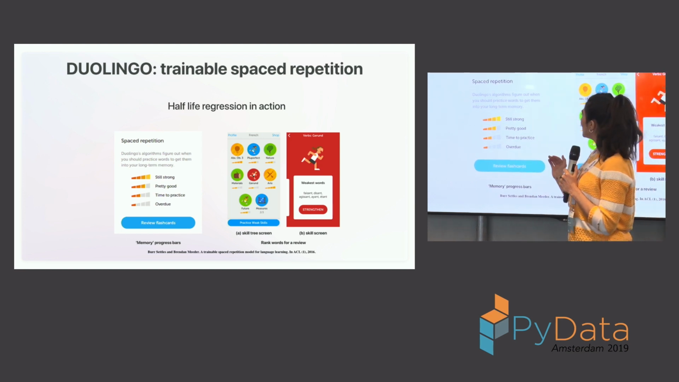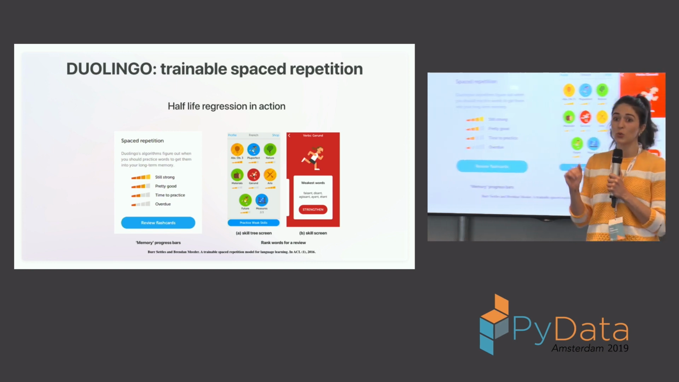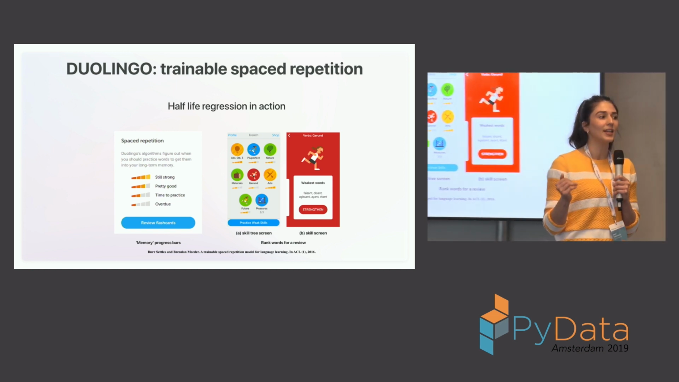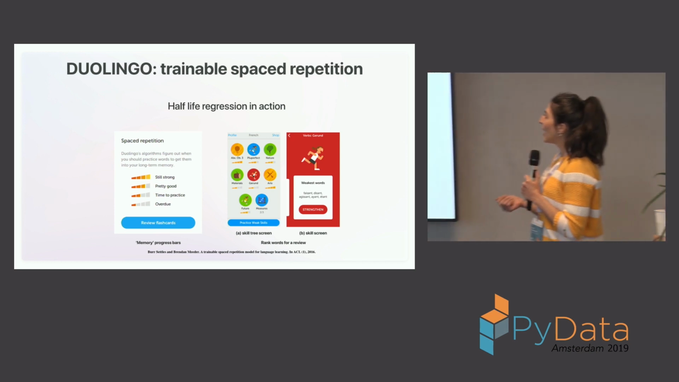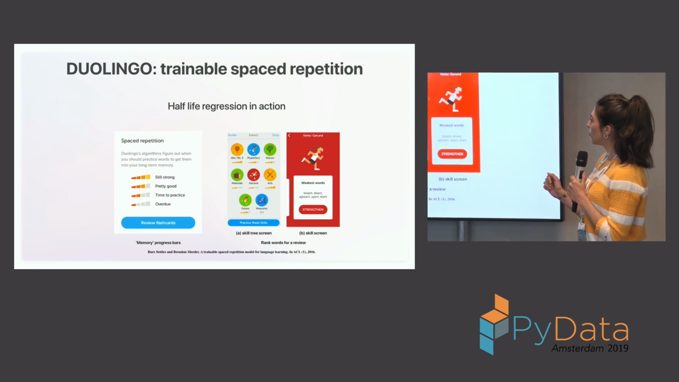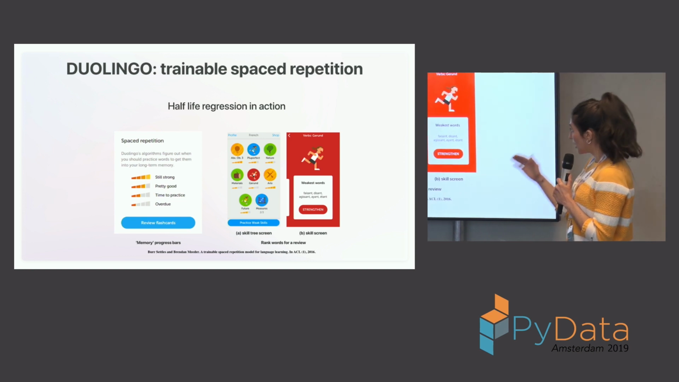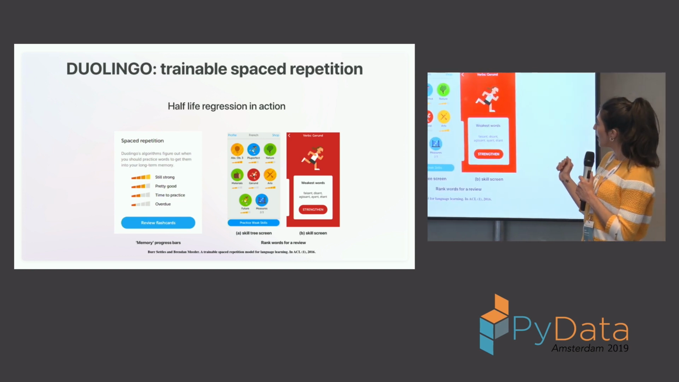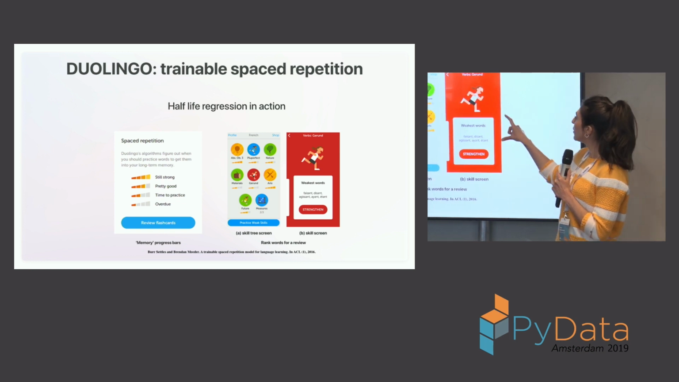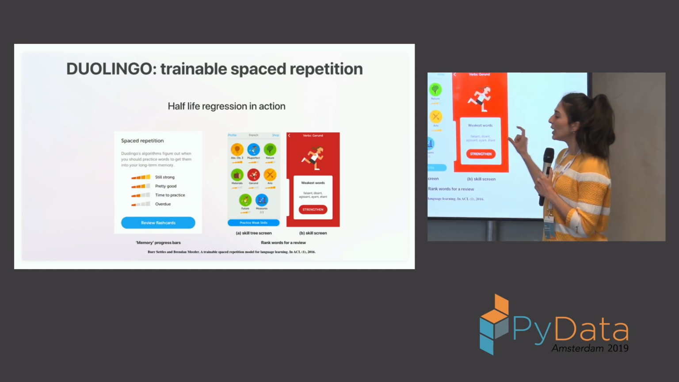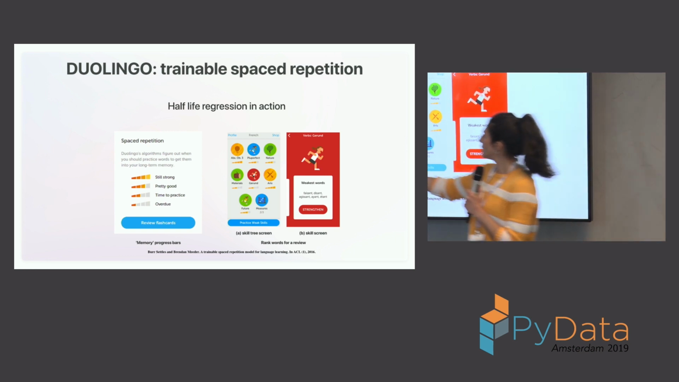Is it still strong in my mind, this word, or is it going to be overused? So I'm going to forget the next time how to say "have fun" to my colleagues. Another example, besides the memory progress bars, it also uses half-life regression so as to recommend what kind of words I should review before they become overdue.